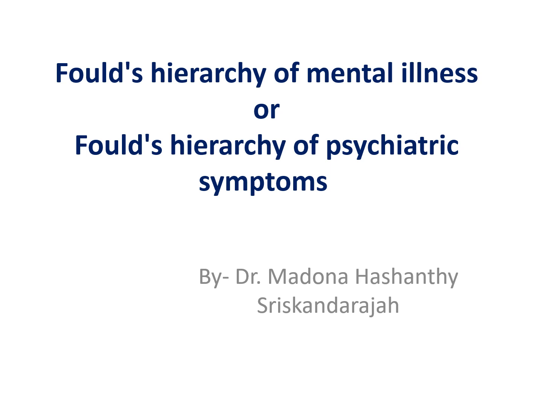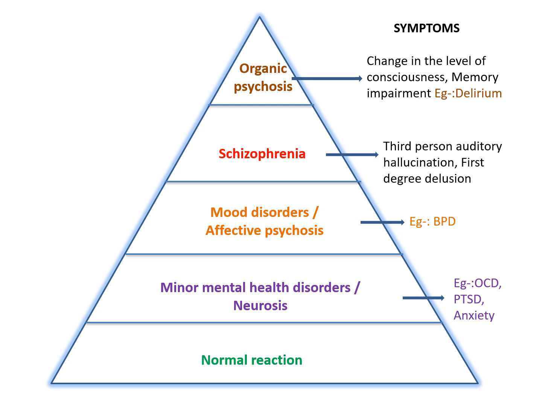Now we are going to see about Fowler's hierarchy of mental illness. It is also called Fowler's hierarchy of psychiatric symptoms. This is the Fowler's hierarchy model. This helps us to come to a diagnosis from many symptoms of a patient. On this side I mention the symptoms, and here we mention the mental illness.